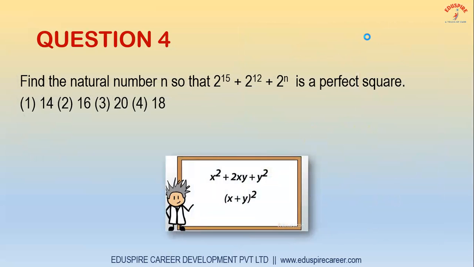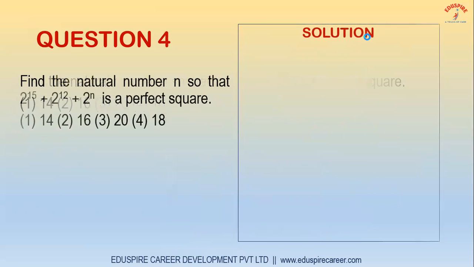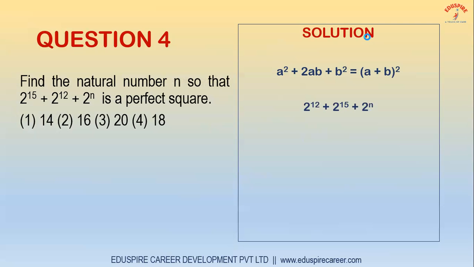So given this expression, they're asking what should be the value of n such that this expression becomes a perfect square. Let's understand this. You see, a square plus 2ab plus b square happens to be a plus b whole square. So if I look at this expression, I'm just changing the positions in the way which is favorable to us. I'm writing this as 2 to the power 12 to begin with, then 2 to the power 15, and then 2 to the power n. So definitely we will try to draw an analogy with the expression a square plus 2ab plus b square. Let's see how it goes.